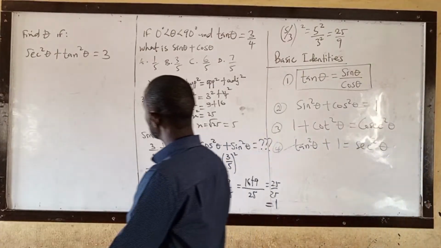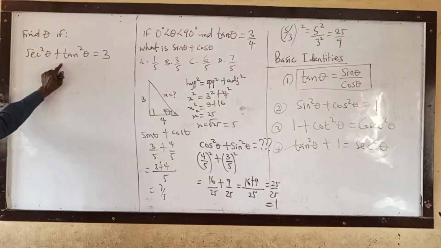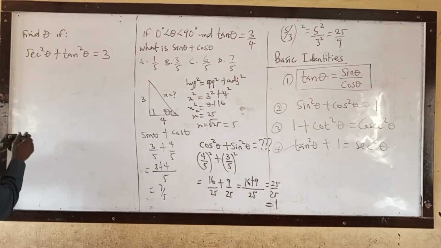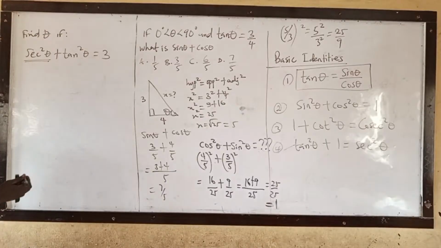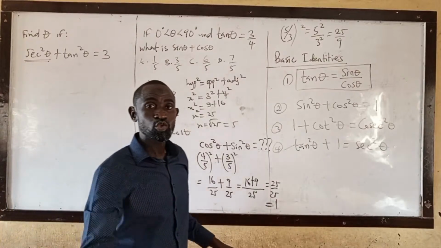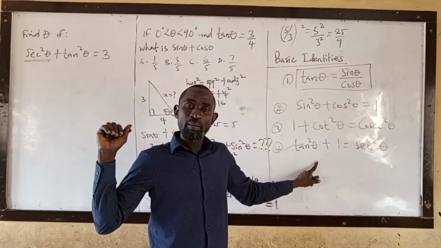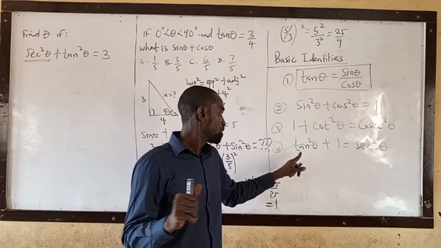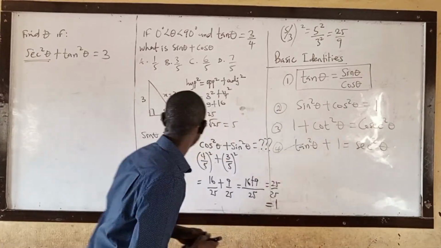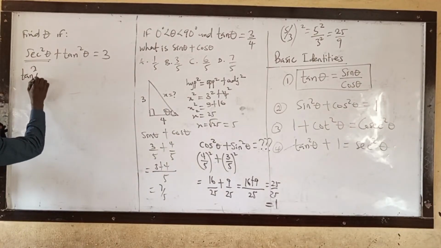How to solve this? We have to find theta if sin squared theta plus tan squared theta equals 3. So what will you do? I can break this down in form of sec squared theta. What is sec squared theta? Tan squared theta plus 1. See how we apply this basic identity to solve the question. Anytime I see sec squared theta, my answer is tan squared theta plus 1. So this is equal to tan squared theta plus 1.